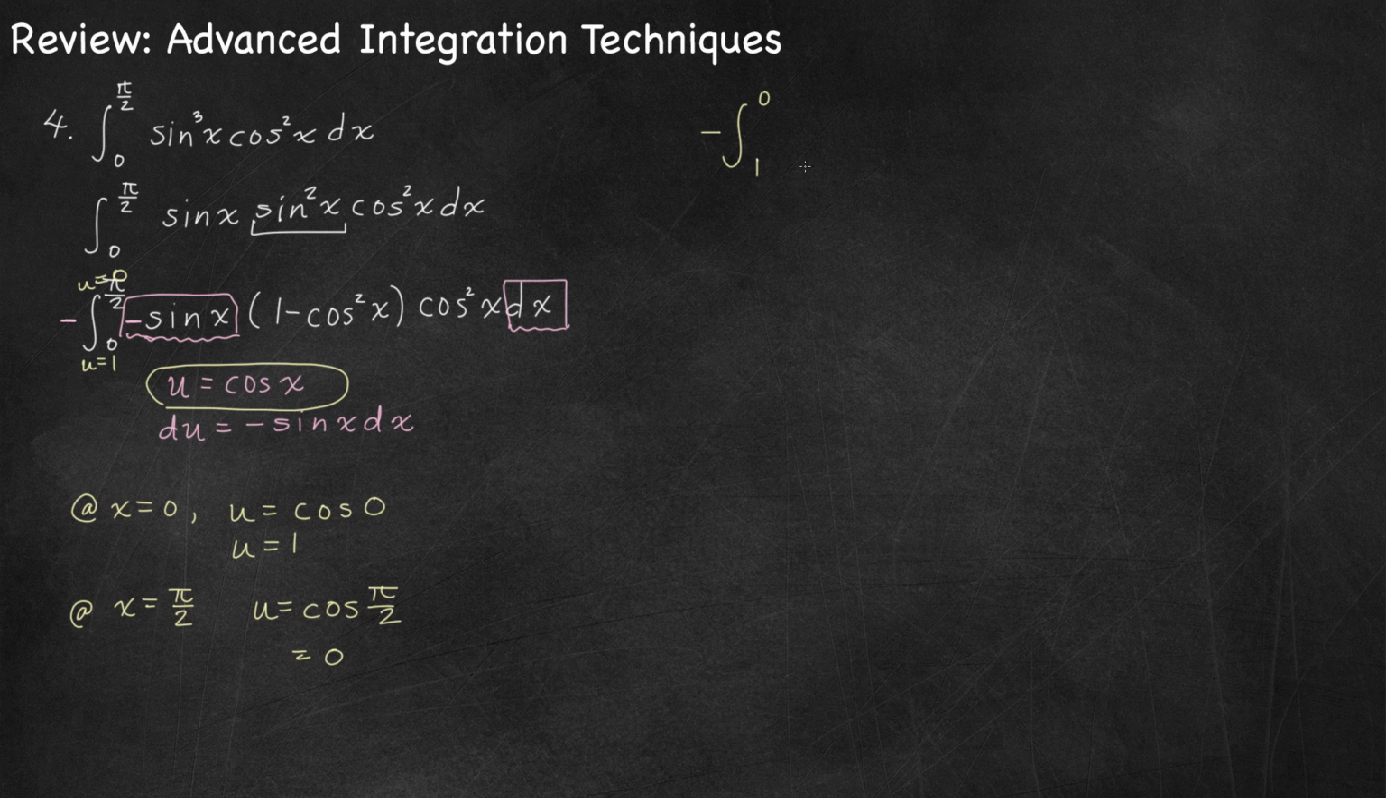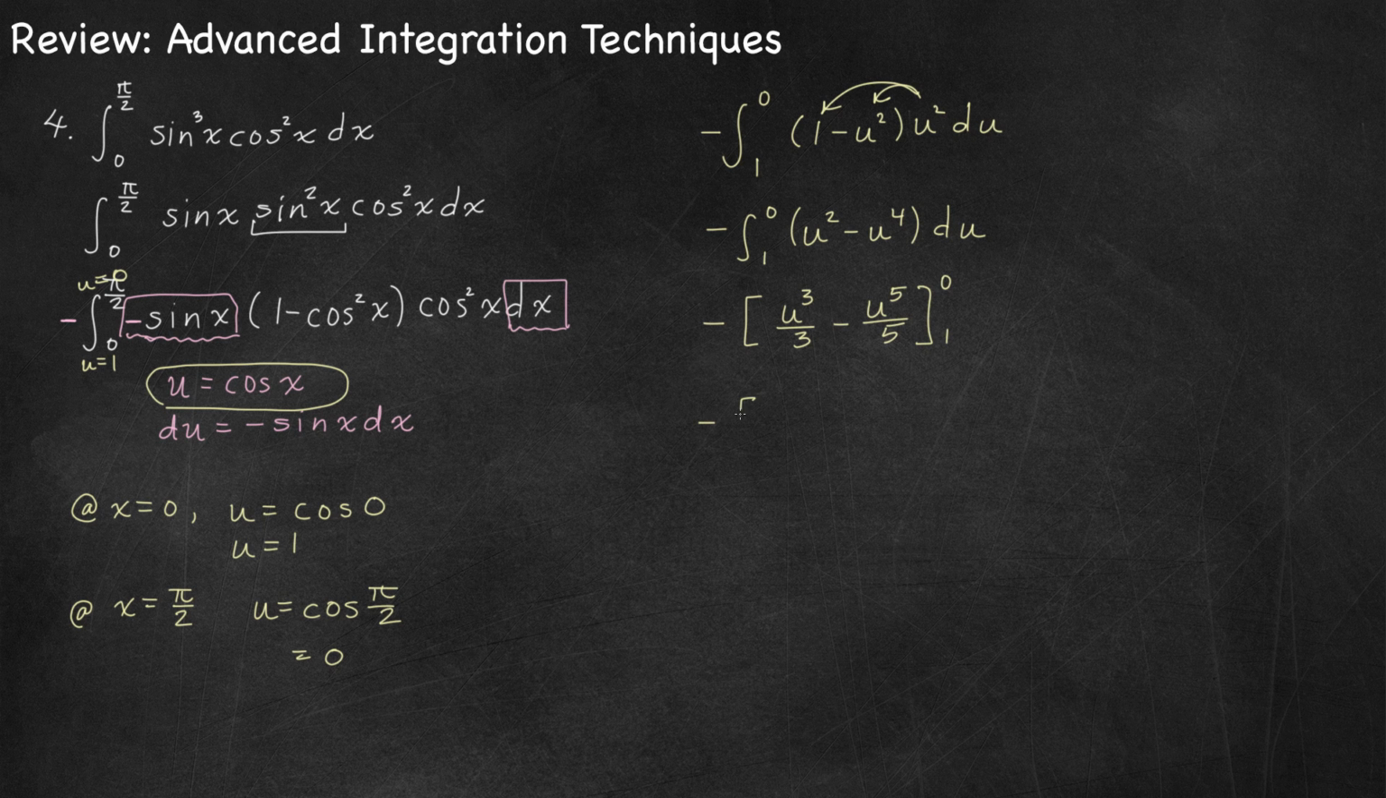We have a negative out front, and then the negative sine x dx becomes the du. It still leaves us with 1 minus u squared times u squared du. So we'll distribute the u squared to the 1 minus u squared. We get negative integral from 1 to 0, u squared minus u to the 4th du. Okay, we can use power rule here. u cubed over 3 minus u to the 5th over 5 from 1 to 0. And then we sub in our upper bound, which is 0 minus 0, minus, sub in the lower bound, 1/3 minus 1/5. And then the 0 minus 0, that just goes away. So now we have a double negative here, which is going to make it just positive 1/3 minus 1/5. So that's 5 minus 3 over 15, which is 2 over 15.